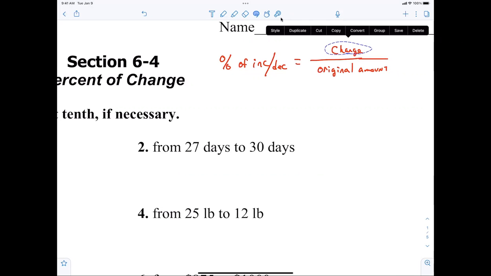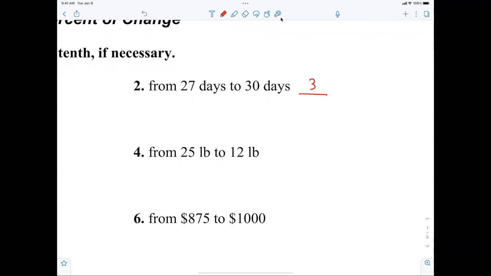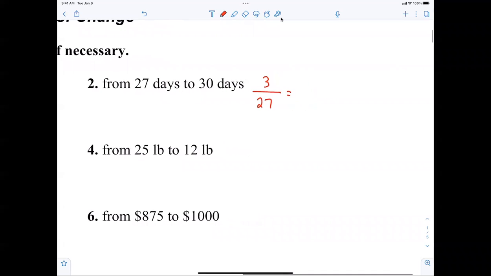Because you told me that, Ryan, look at number 2. What's the change? The change is 3 days. Does everybody see that? It's super easy. The change is 3. And then what do I divide that by? 27, because that's where you started from. So 3 divided by 27 is around 0.10 or 0.103. Now, 3 over 27 as a decimal is 0.1 repeating.